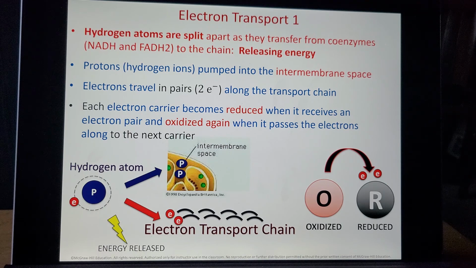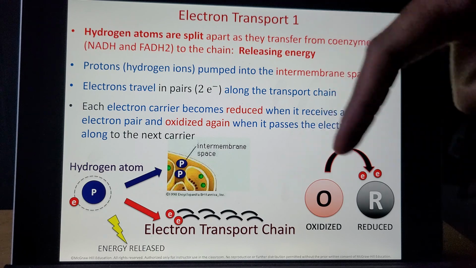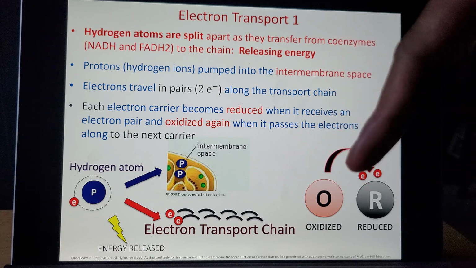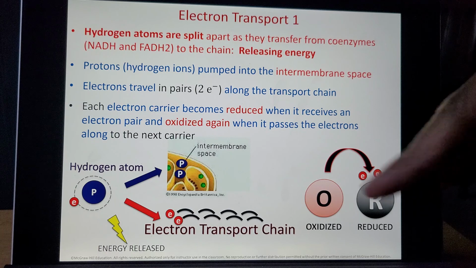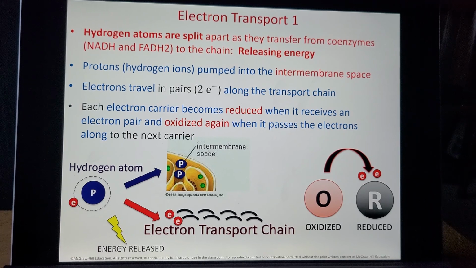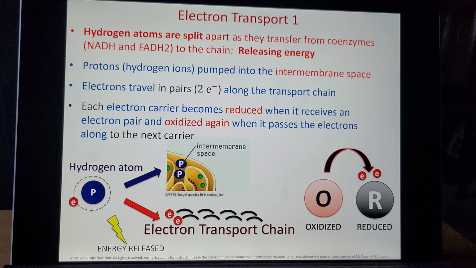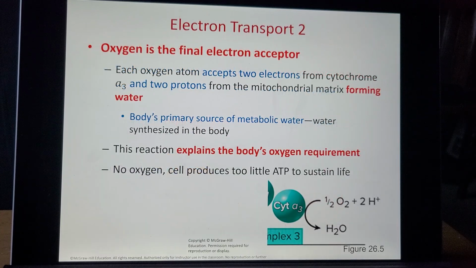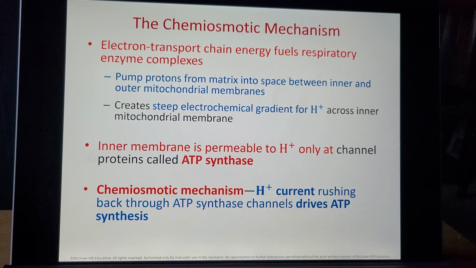As our enzymes are passing along the electrons, when an enzyme passes electrons to another one, it's oxidized. When it receives electrons, it's reduced. This is something more that you'll deal with in chemistry. It's not really a big thing in my class. You just happen to hear about it here. So again, oxygen is the final electron acceptor, which is why we breathe in oxygen.